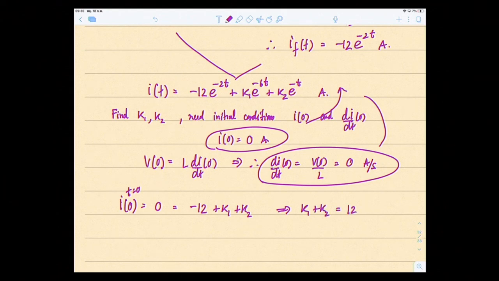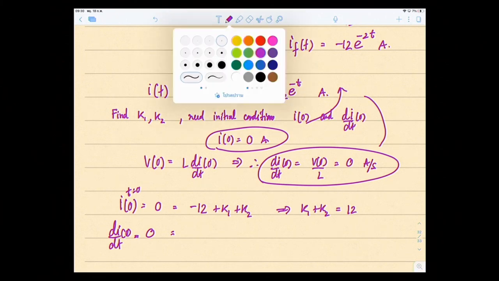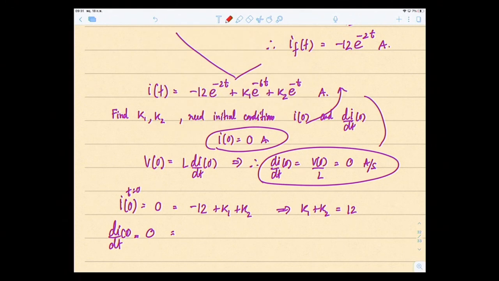Okay. Another condition is di/dt at 0 is equal to 0. So when you differentiate, I forgot to differentiate it for you, right? So let's differentiate this. Let's use a different color. Do you think you can differentiate this? This becomes 24, this becomes minus 6. So minus 12 times minus 2 is 24 e to the minus 2t. So di/dt is equal to 24 e to the minus 2t minus 6 k1 e to the minus 6t minus k2 e to the minus t. So that's di/dt.